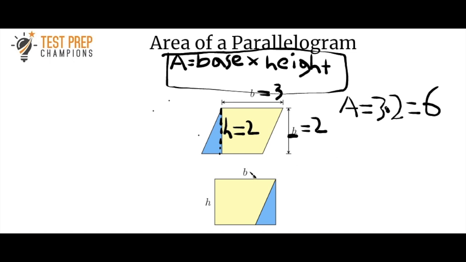Now, the point that I was trying to make here is that, let's say that for the rectangle, we had the same base and the same height. So if the base was 3 and the height was 2, for this rectangle, we would get the same exact area.